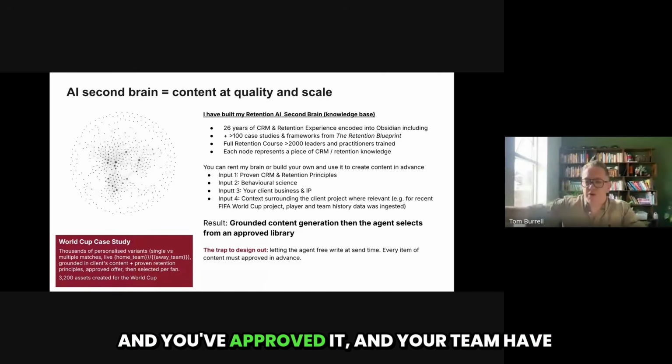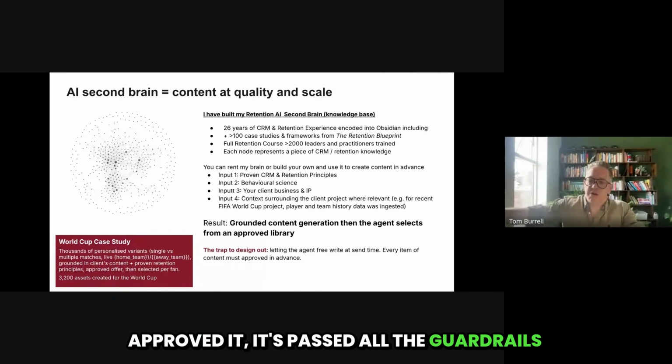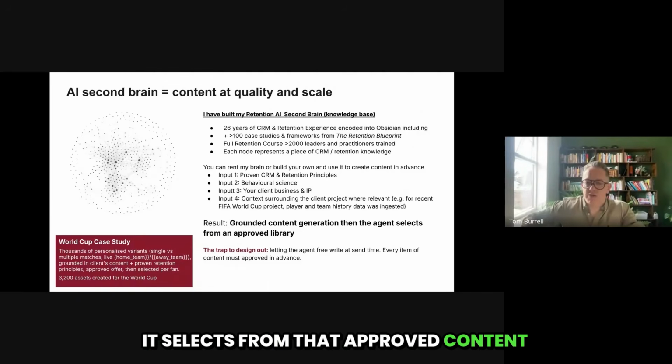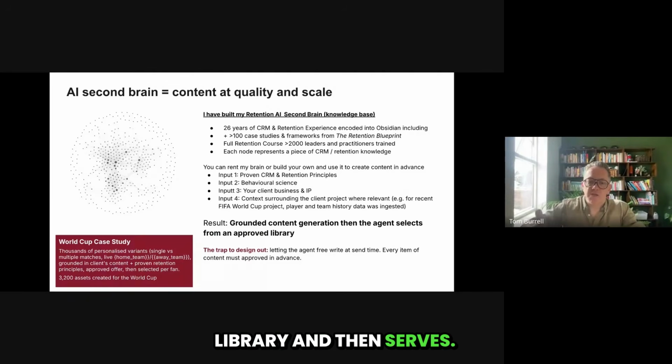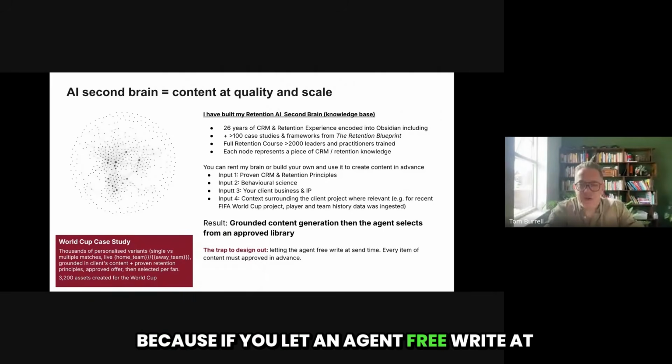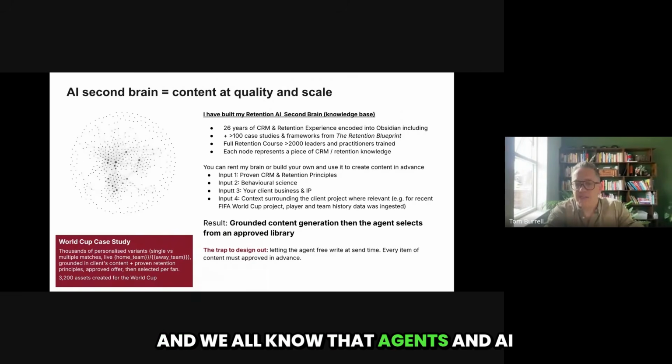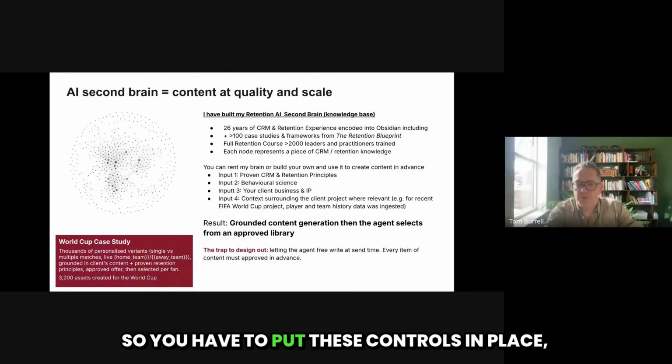Once you've read it and approved it and your team have approved it, it's passed all the guardrails that you need it to pass, then the agent never free writes. It selects from that approved content library and then serves. Because if you let an agent free write at send time, you're effectively asking for risk, because you have no control at that point. And we all know that agents and AI hallucinate and get things wrong, right? So you have to put these controls in place, otherwise you can end up with a real mess.